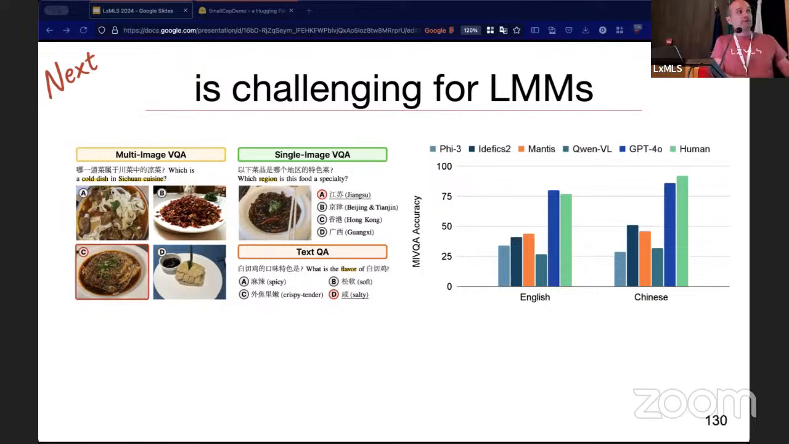And if we look on the right-hand side, this is the evaluation of multi-image VQA performance. On the left-hand side, the lower bars, these are the publicly available open weights models. So Phi3, Idefics2, Mantis, and Qwen-VL. They perform really poorly in terms of English and Chinese examples. And this is quite surprising given that Qwen is a bilingual English-Chinese model. We can see that GPT-4o performs a lot better than any of these models. So there's a huge scope for open weights models to improve in this type of task.